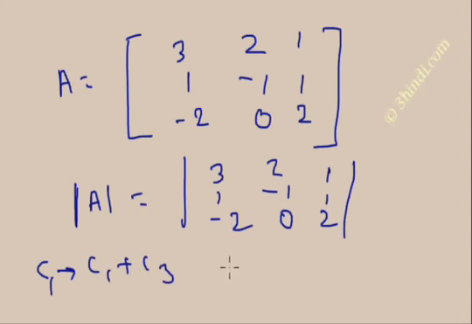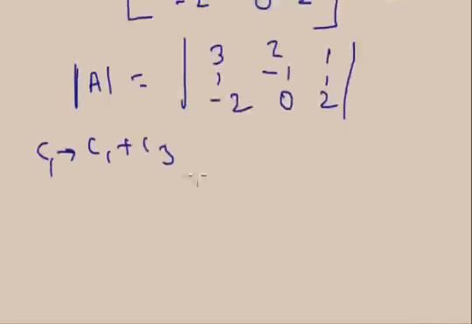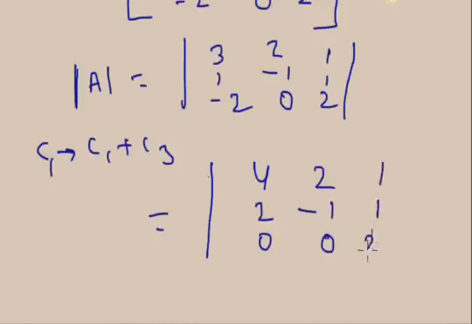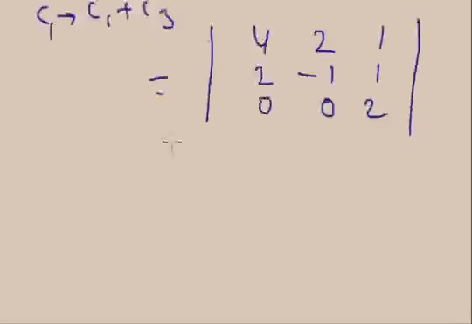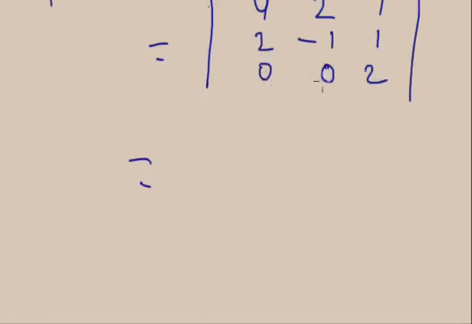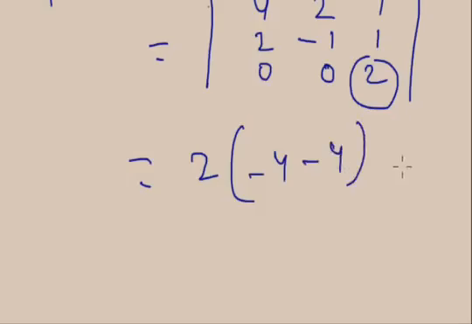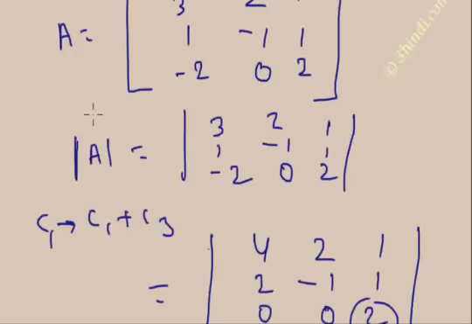You want to make the maximum number of zeros. This means it is equal to 4 2 0, 2 minus 1 0, 1 1 2. So it is equal to 0 0, and expanding across, 2 into 4 minus 4, and 2 into 4 minus 4. This means minus 8 minus 16, which is not equal to 0. So rank of A is 3.